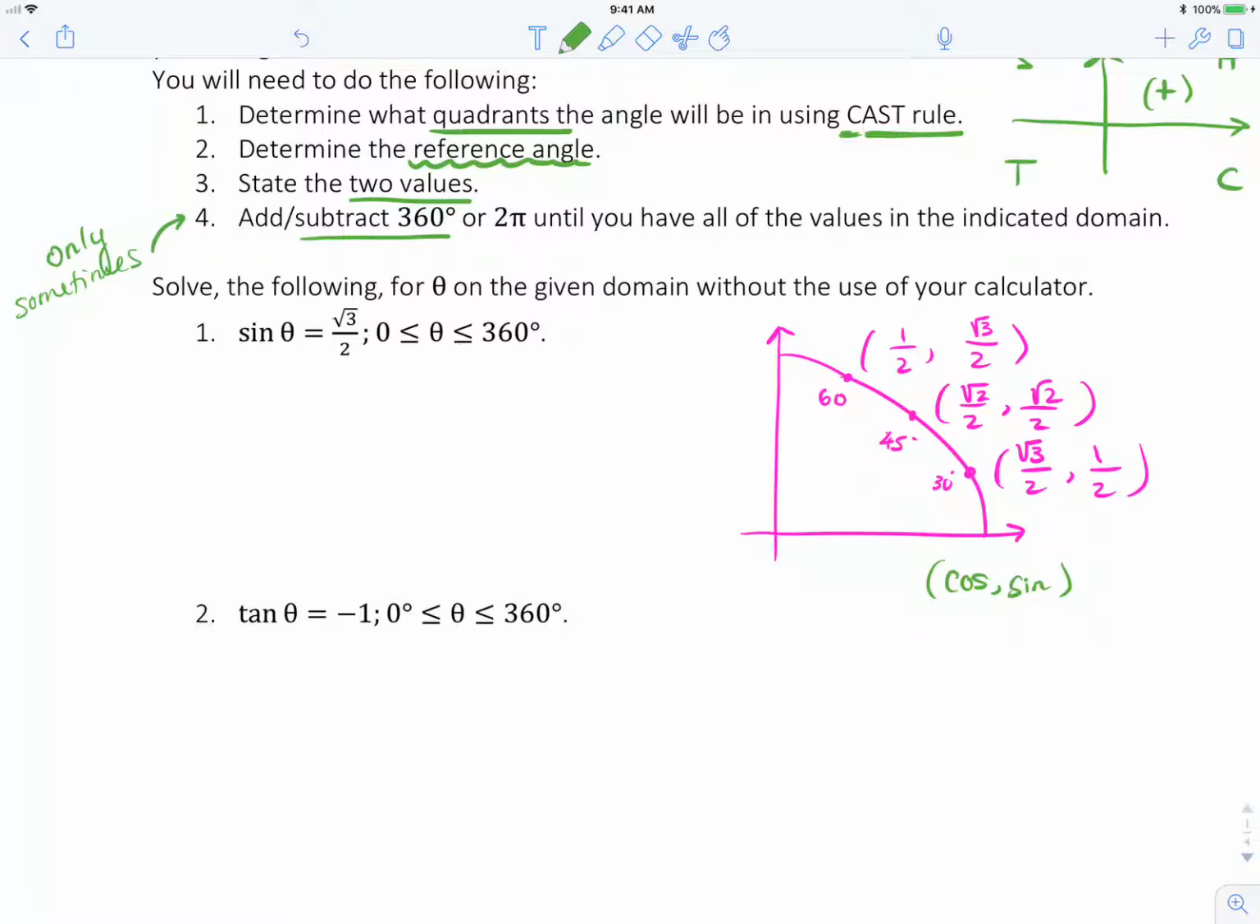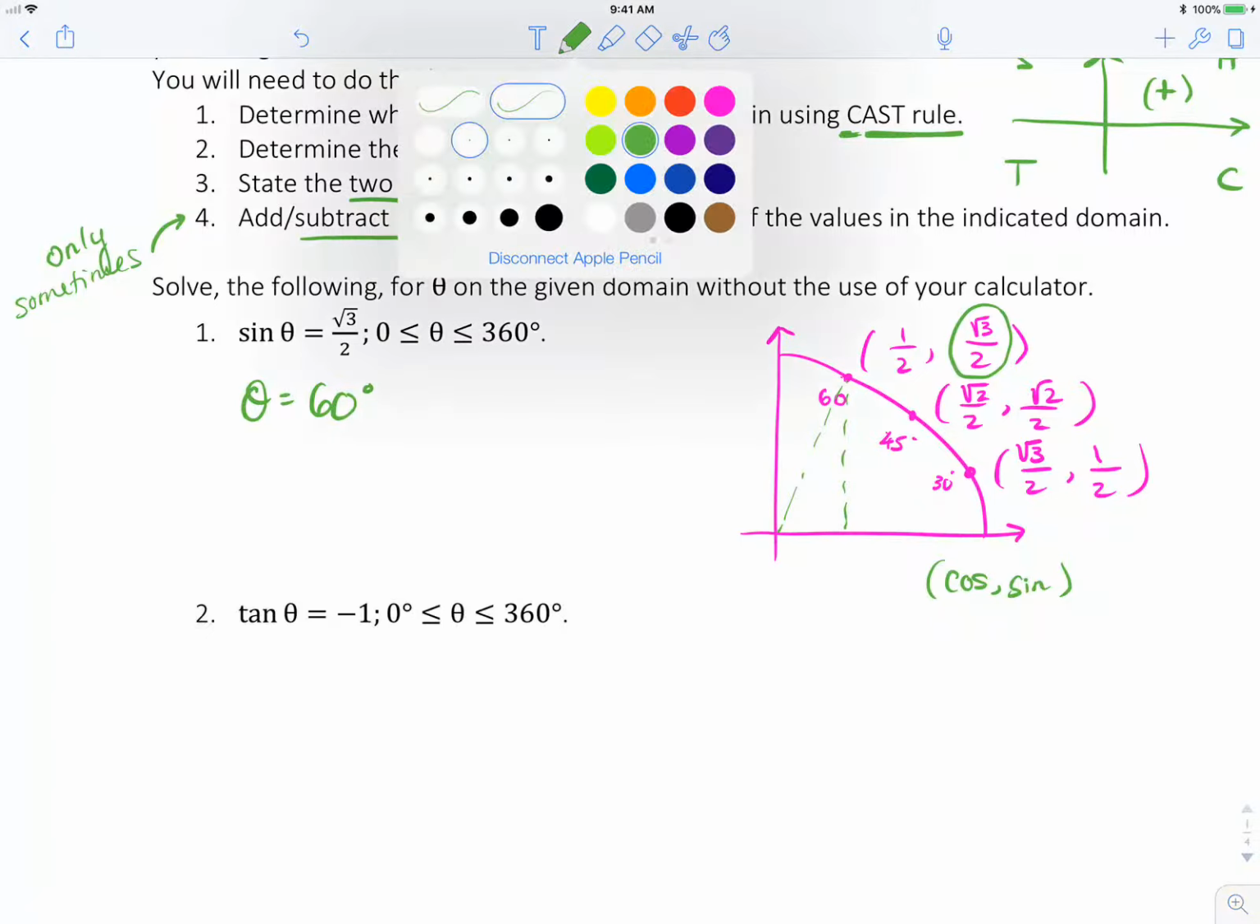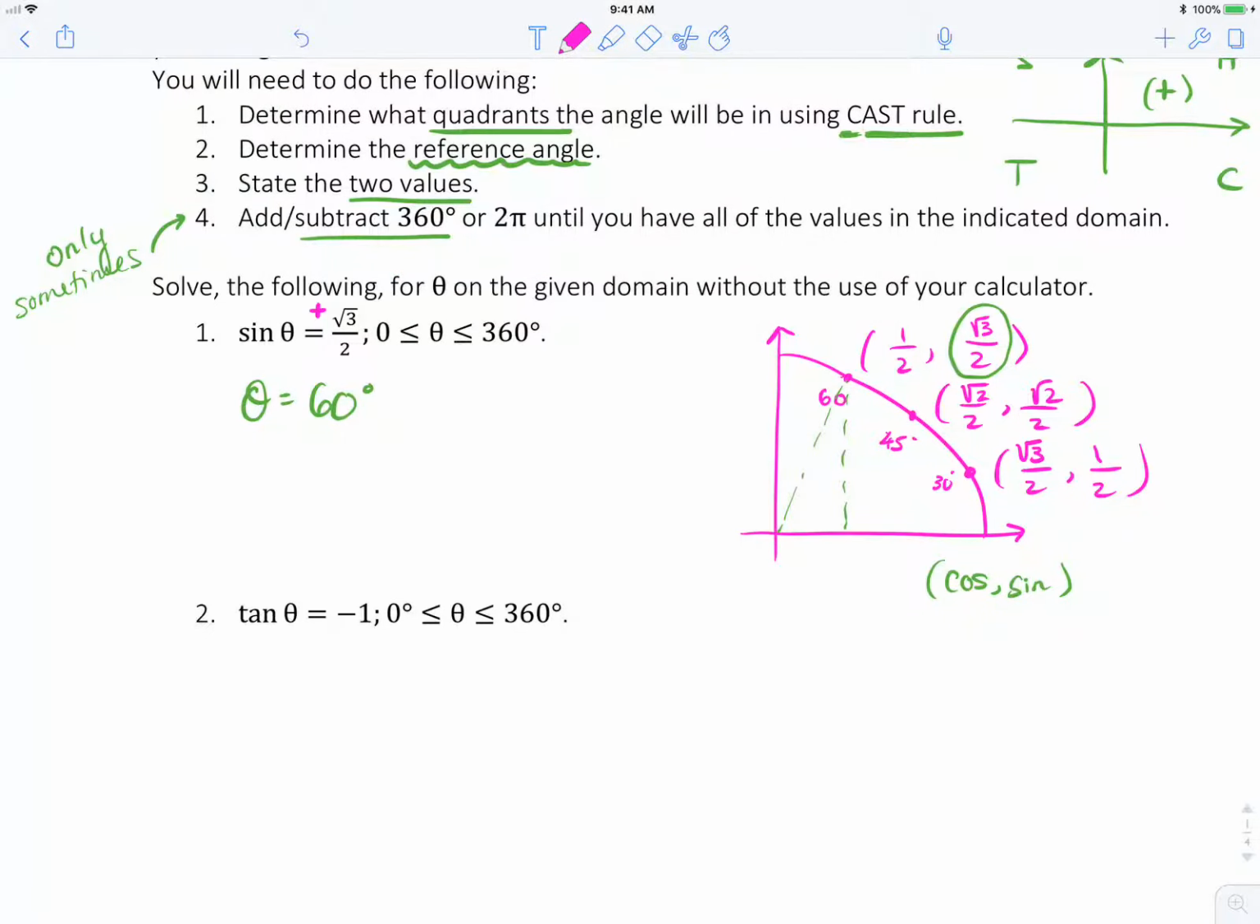So for what value is sine root 3 over 2? Hopefully I see it's 60 degrees. Root 3 over 2 is my sine value. So theta is equal to 60 degrees. You have one solution. You're the best. I now need to look. In this case, sine is positive. I see that. Well, where else using CAST is it positive? It should be positive in this quadrant.